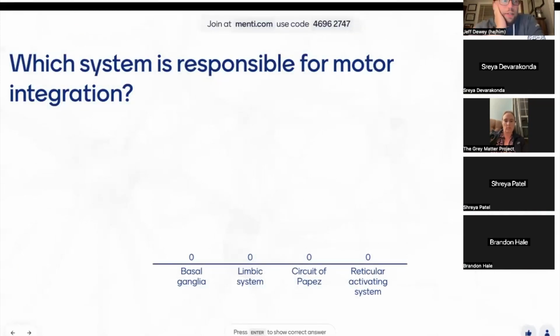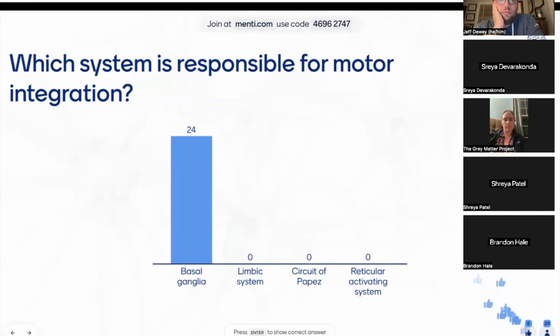So, which system is involved in or responsible for motor integration? Nice. Yep, it's the basal ganglia.